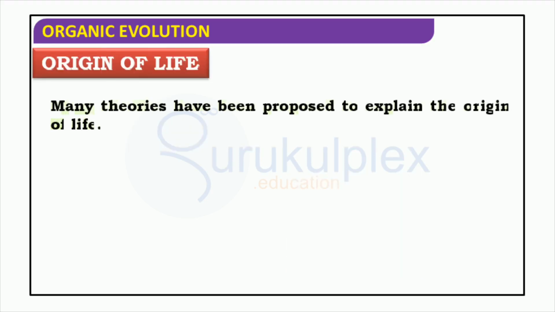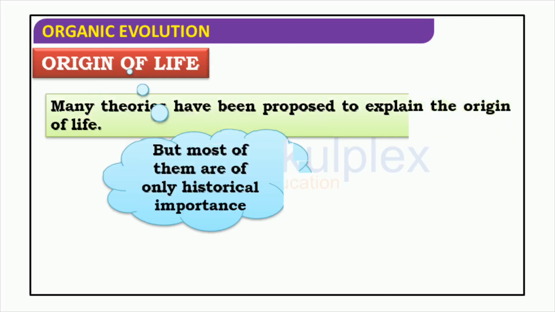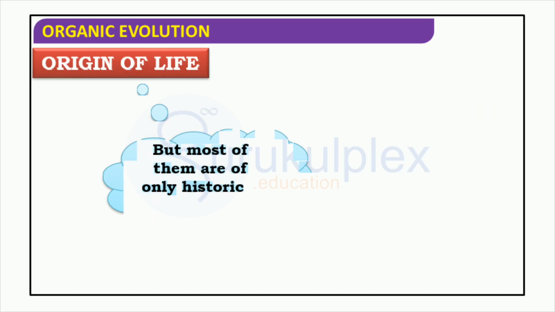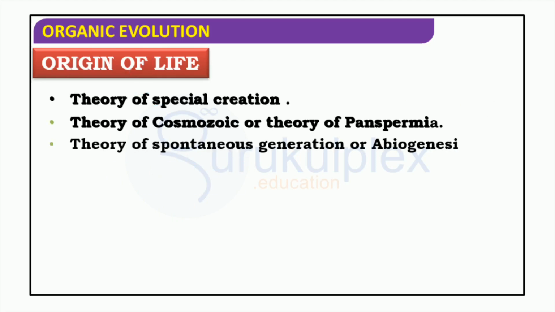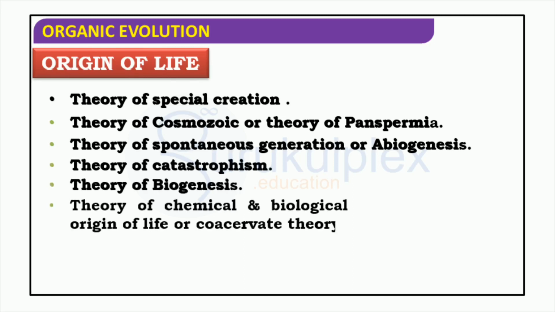One of the greatest mysteries of the universe is the origin of life. Over the centuries, many theories have been proposed to explain its origins, from special creation, cosmozoic, or panspermia, to spontaneous generation, or abiogenesis, catastrophism, biogenesis, and the theory of both chemical and biological origins, or Kocher-Vaite theory. Although each theory has its advantages, none have been able to provide conclusive evidence to explain this mystery.